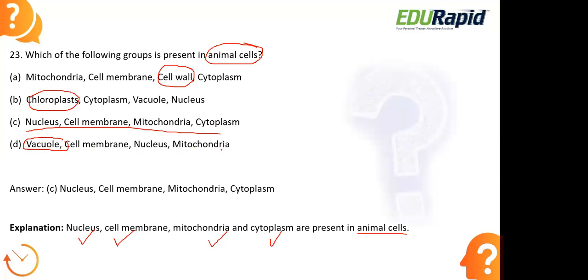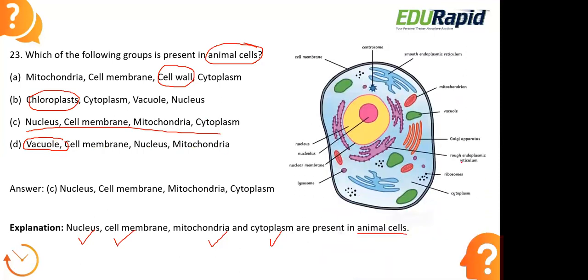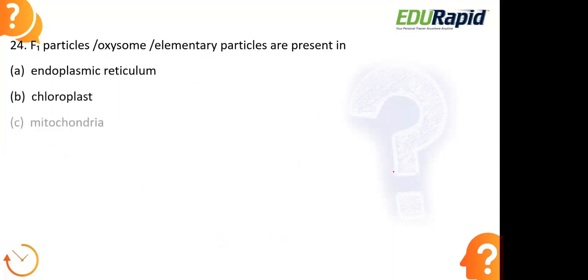Okay, moving to the next question now. So here you can see the nucleus, then mitochondria, cell membrane, this outer membrane, and cytoplasm, that is the fluid which is present here. Next question: F1 particles or oxysome or elementary particles are present in endoplasmic reticulum, chloroplast, mitochondria, Golgi complex.